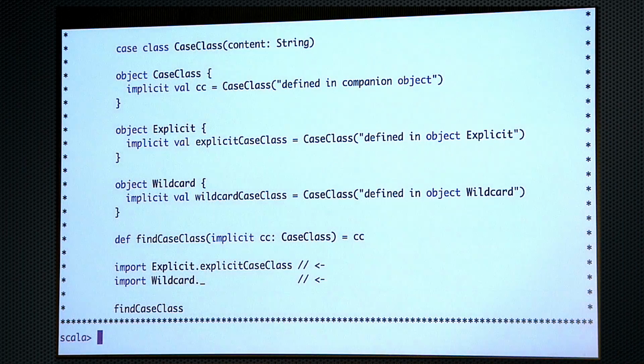And now we have another one. What happens if we do both the explicit import and the wildcard import? What do you guys think will happen? So: companion object, explicit, wildcard.